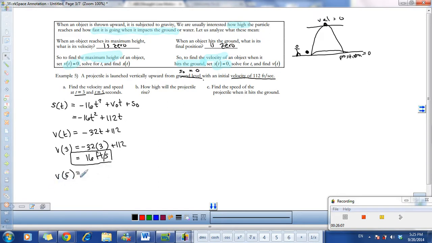At time equals 5, I get negative 32 times 5 plus 112, which is negative 160 plus 112. So that's negative 48 feet per second. Okay?